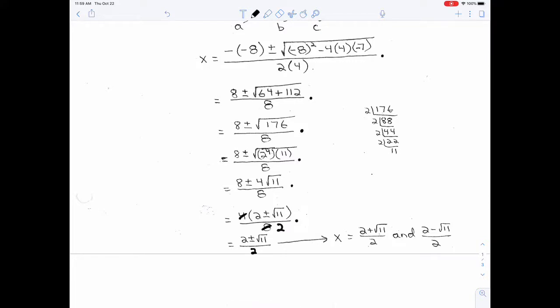Remember, that's two numbers, 2 plus square root of 11 over 2 and 2 minus square root of 11 over 2. Okay, that's it. End of chapter 4.